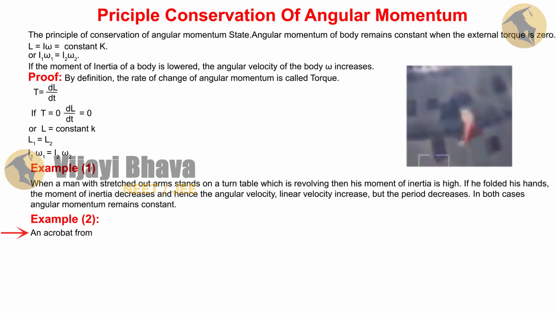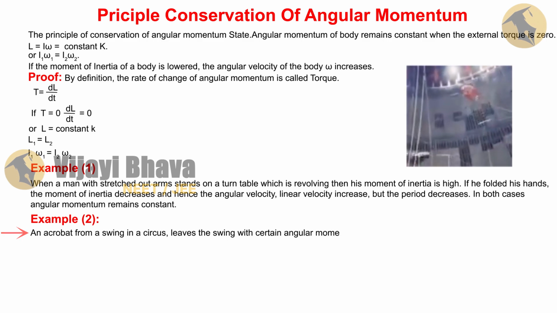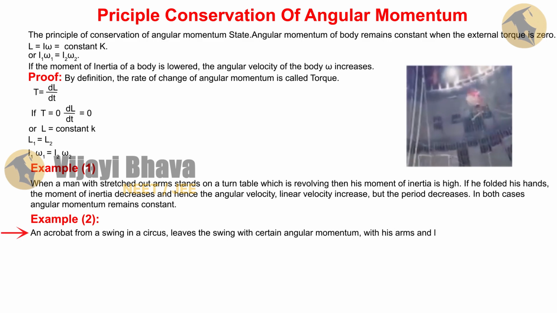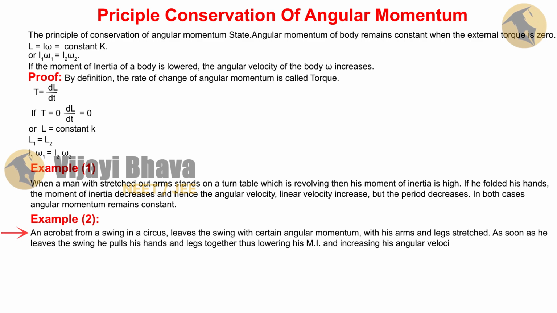An acrobat on a swing in a circus leaves the swing with certain angular momentum with his arms and legs stretched. As soon as he leaves the swing, he pulls his hands and legs together, thus lowering his moment of inertia and increasing his angular velocity. He then quickly makes somersaults in air and finally lands on a net or ground.